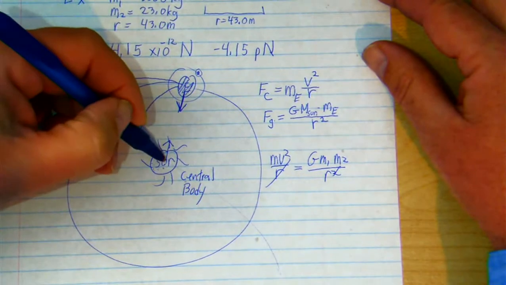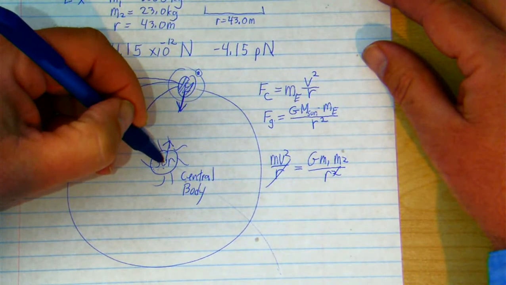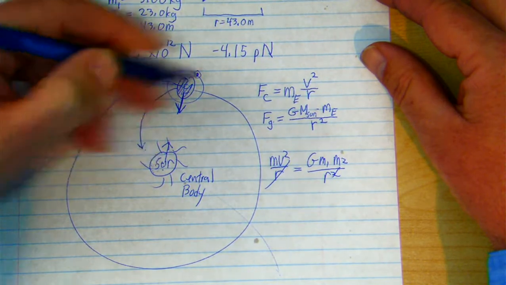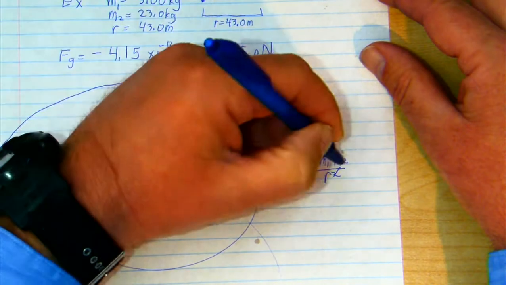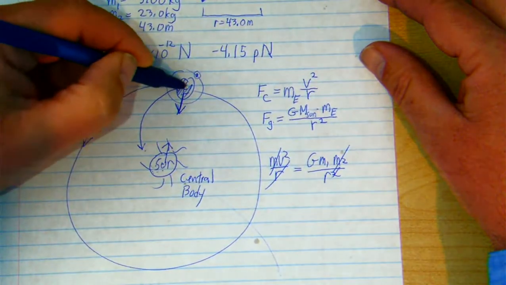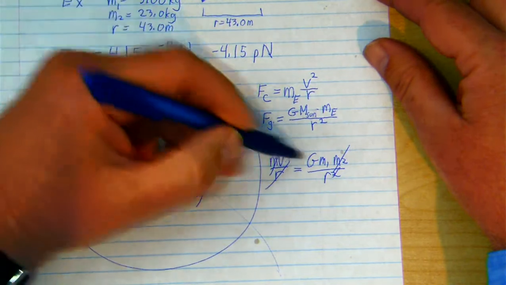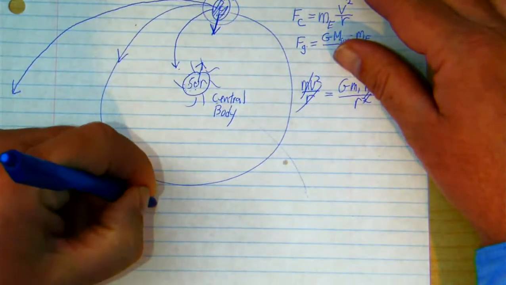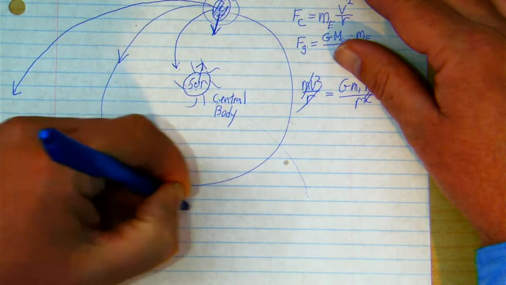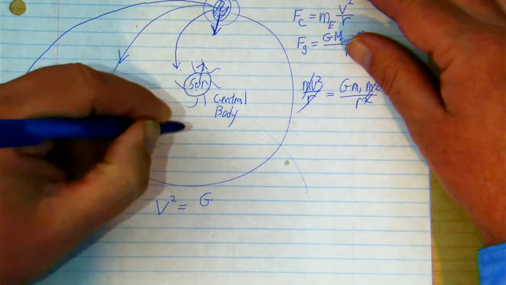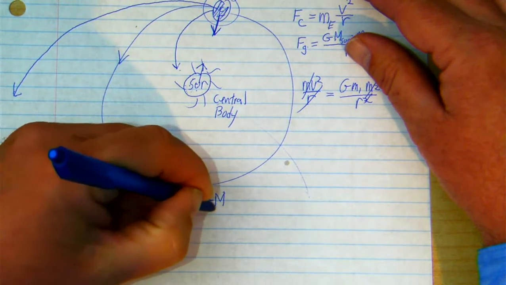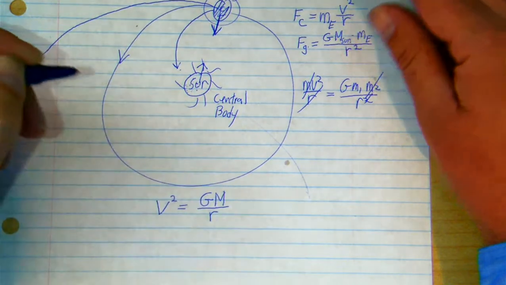So that's the one that cancels. I'm sorry, that's the one that does not cancel. The mass of the object in orbit cancels. It's the mass of the central body that is left. So here's the exciting equation. It says v squared equals the universal gravitational constant times the mass of the central body divided by the orbital radius.